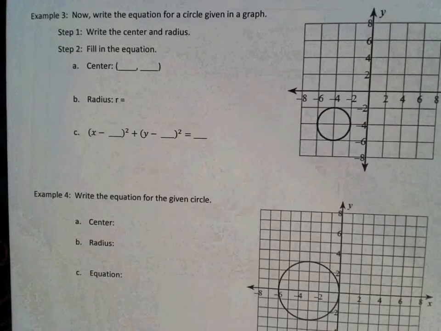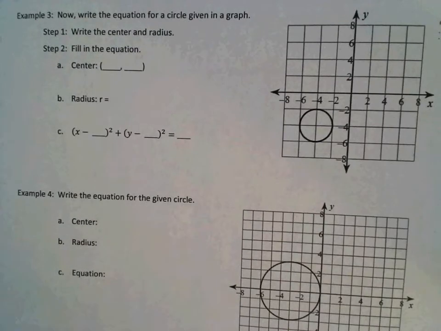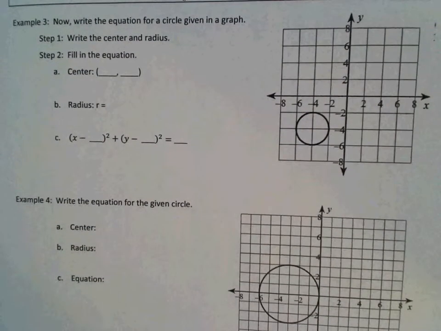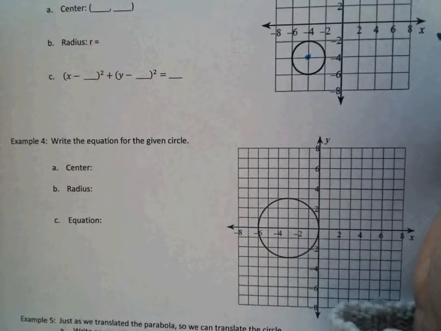Moving on. This is the third and final way that we will write our equation for a circle, and that's by looking at the graph. So notice the circle on the graph. The first thing you want to do is identify the center.